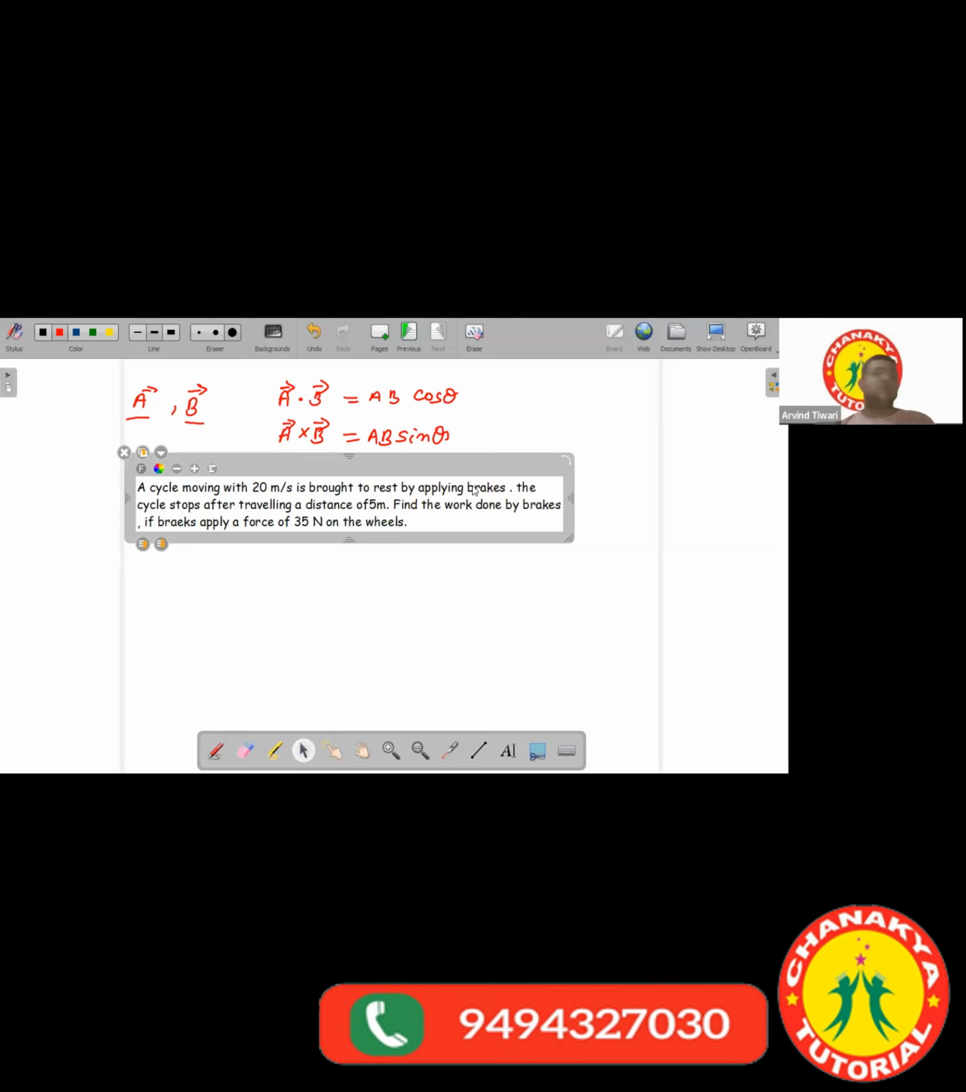Okay. So who can do this question? A very easy question. What should be the answer? Yes, what should be the answer? 7. Yes, 7. How do you get 7?